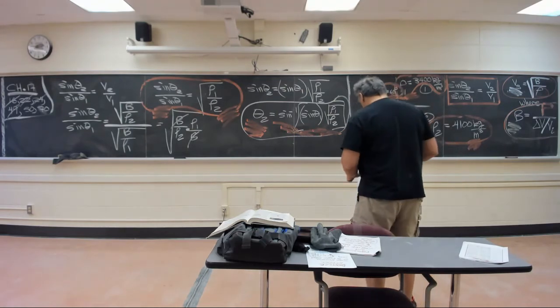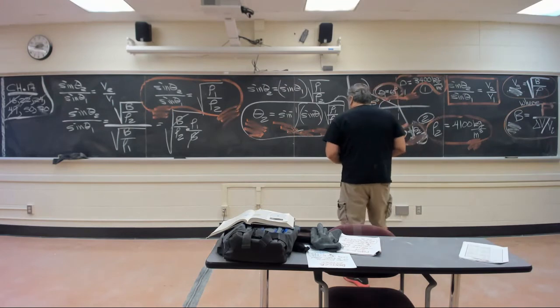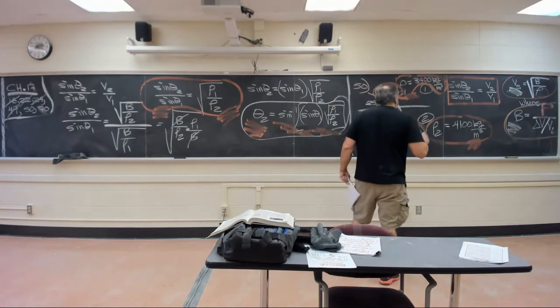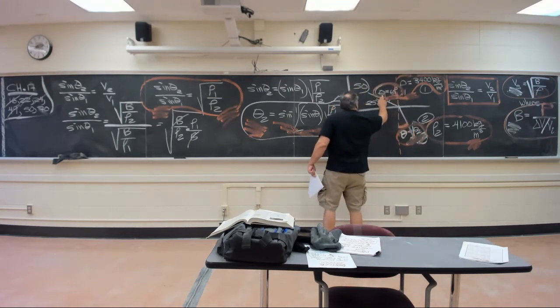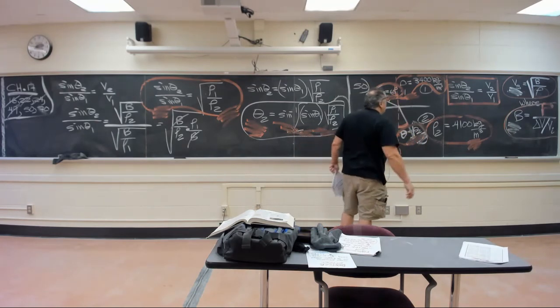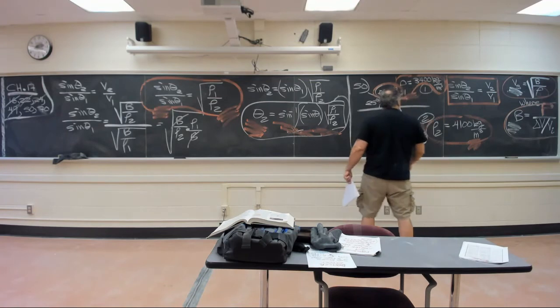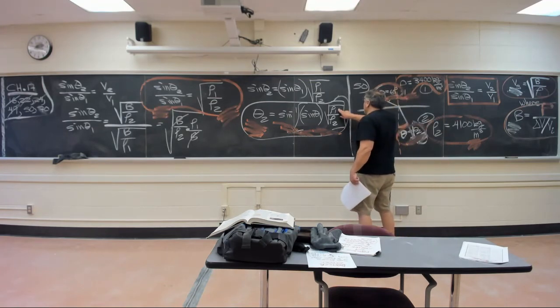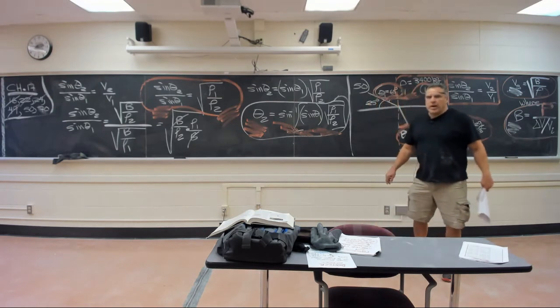What are the numbers? Theta 1 is 65 degrees. Rho 1 is 3,400 kilograms per cubic meter. Rho 2 is 4,100 kilograms per cubic meter.